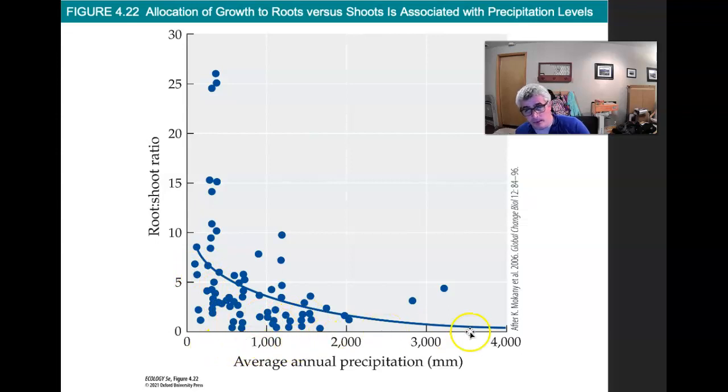So if we look at precipitation in millimeters along the X and then the root to shoot ratio along the Y, this grouping up here, they have a much higher amount, about 25 times more below ground biomass compared to their above ground biomass in areas with very little amounts of rain. So the mechanism here, or one rationale of explaining that difference, is that in areas with low amounts of rain, plants need to have a massive root bed to do a few things.